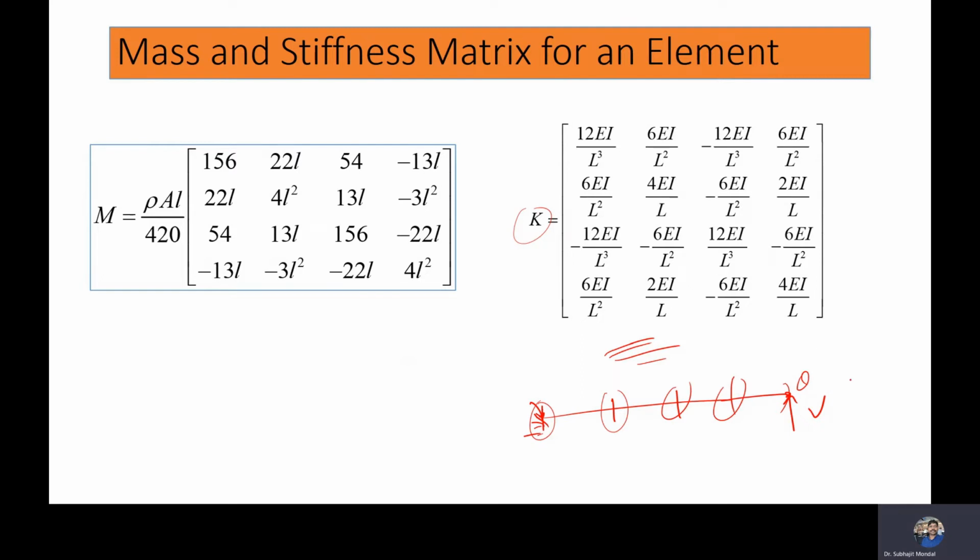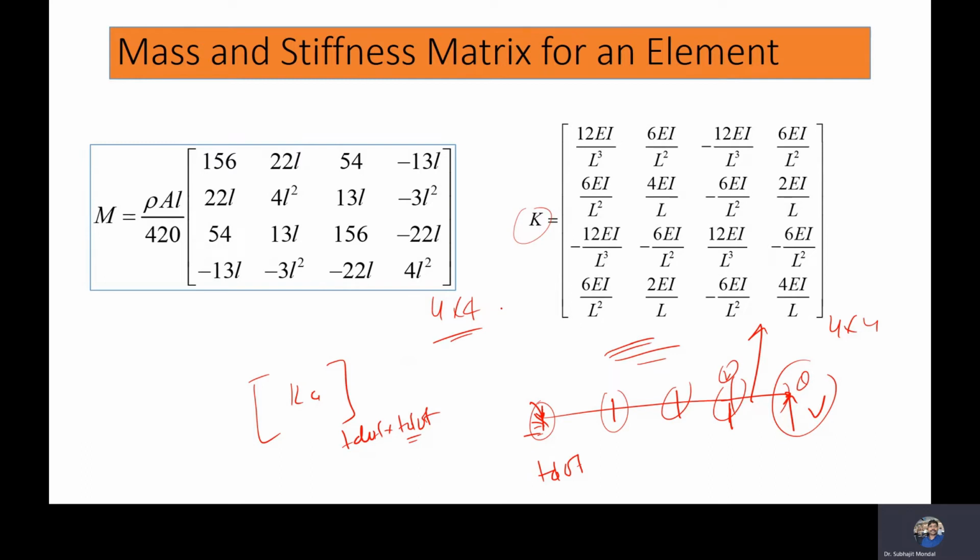If you know the total degrees of freedom, then your global stiffness matrix size will be total degrees of freedom by total degrees of freedom. For a single beam element, we'll have a 4 by 4 size, because here 2 degrees and here 2 degrees, so there are total 4 degrees. So this stiffness matrix will be of 4 by 4 size, and similarly the mass matrix will also be 4 by 4 for a single element. This is what we should know before jumping into our numerical solution.